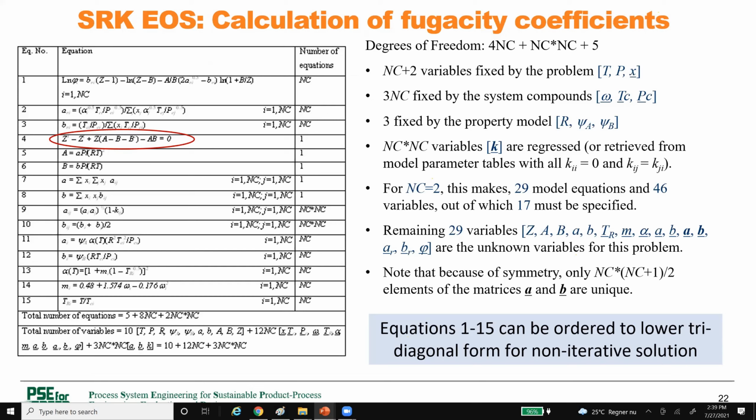So another interesting thing is that these equations 1 to 15 can be ordered in such a way that it will be lower tridiagonal form. So if you start from the top and go to the bottom, the last equation will be fugacity coefficient, and there is no iteration. So it's a non-iterative calculation because the equations can be ordered in a lower tridiagonal form.